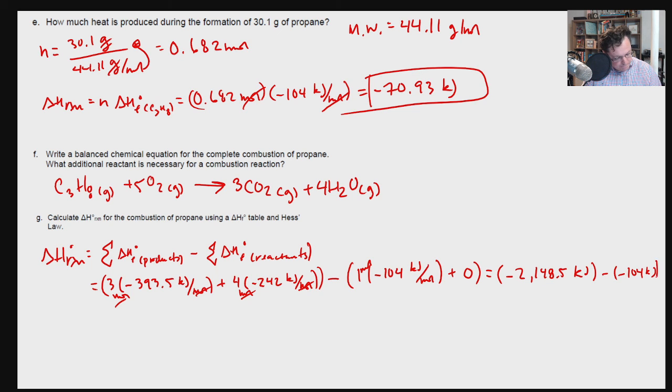So now if I simply subtract negative 104 from that value, what we get is negative 2,045 kilojoules. I'm just going to round it a bit, which should be what I have on the key. Negative 2,045 kilojoules. So that's how you do that. Again, this is just a Hess's law problem. You just look at products and reactants and how all of those interact with each other. And that's it.